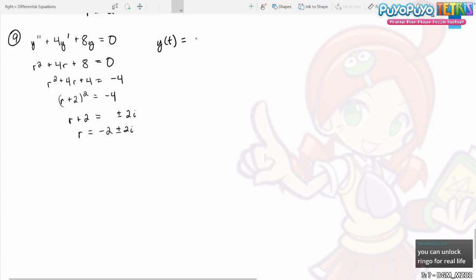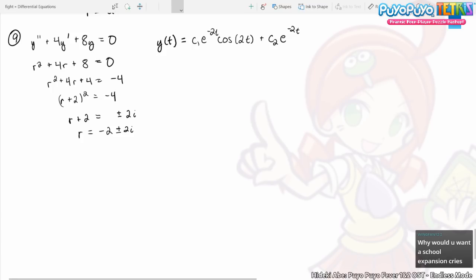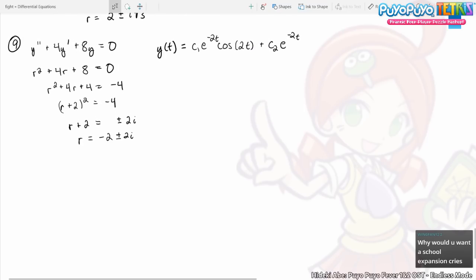Okay. C1 e to the negative 2t cosine 2t. Wait, I forgot the t here. Oh, fatal mistake! Can't keep doing that.